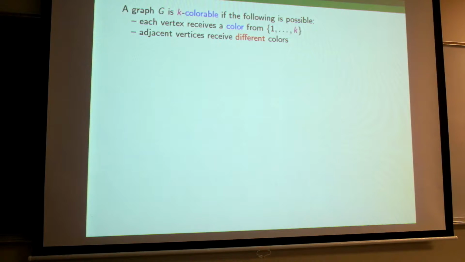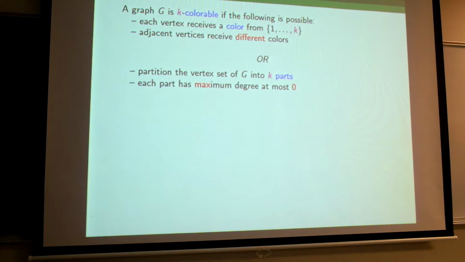So this is what coloring is. We say a graph is k-colorable if you can do 1 thing that satisfies 2 properties. 1 is that you assign a color from 1 to k to each vertex, and 2, you want every edge to be non-monochromatic. The colors of the 2 endpoints of every edge are different. Another way to interpret this is saying you can partition the vertex set of your graph into k parts, and the second condition transforms into saying each part induces a graph with maximum degree at most 0. Because you want each color class to be edgeless, so the maximum degree would be 0.